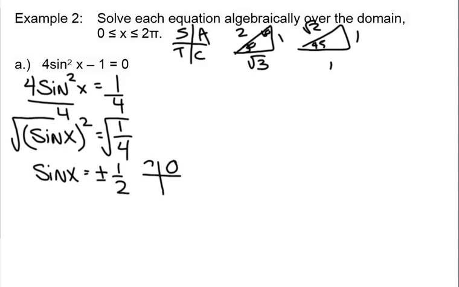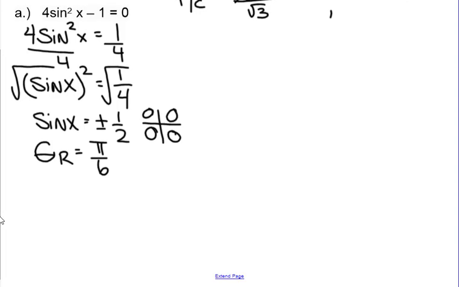Where sine is positive or negative covers all of our quadrants. And where sine is equal to 1/2, we have a reference angle of pi over 6. It was 30 degrees, yeah, pi over 6. That's our reference angle. So then my values would be pi over 6, that's my quadrant 1.